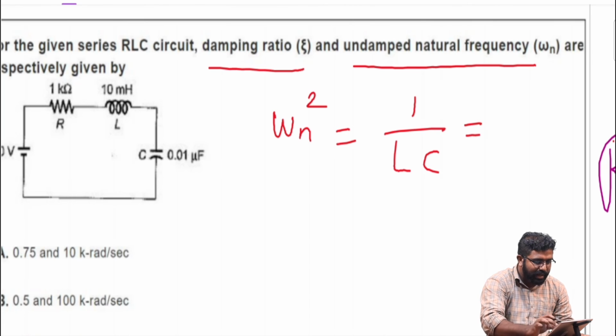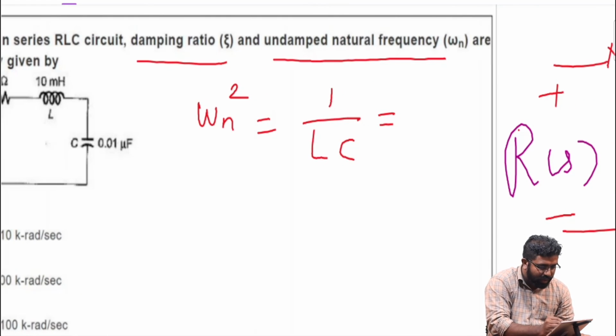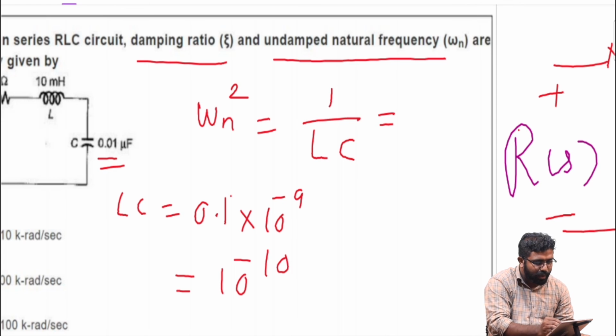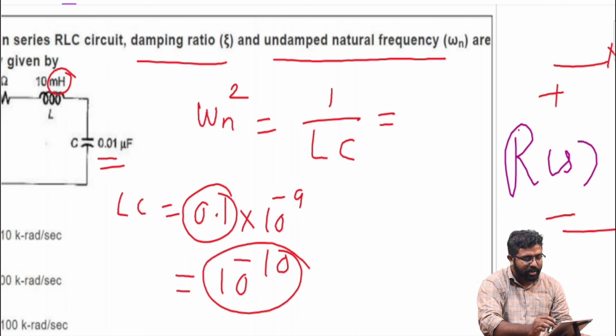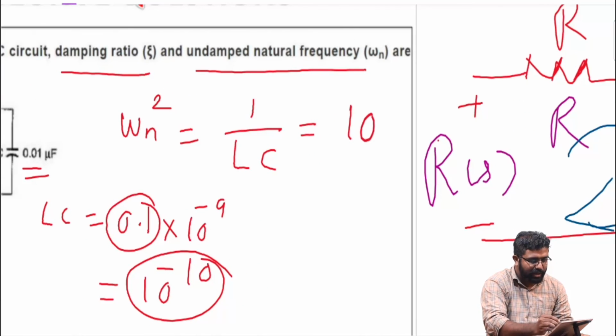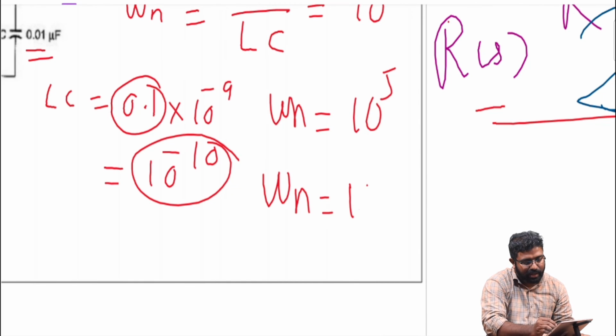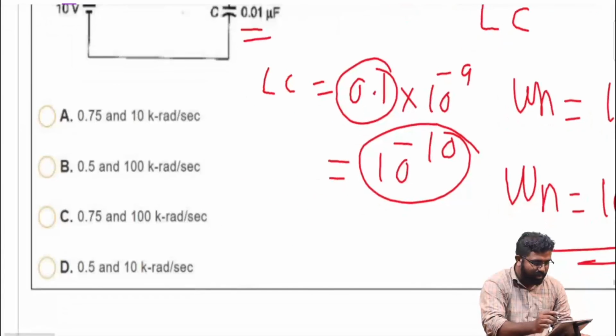If you multiply inductor and capacitance you will get the value of LC, that is 0.1 into 10 raised to minus 9, otherwise it is 10 raised to minus 10. 0.01 times 10 becomes 0.1, then 10 raised to minus 6 into 10 millihenry becomes 10 raised to minus 10 overall. So omega n square is 10 raised to 10 and omega n equals square root, so 10 raised to 5. If you want to express in kilo rad per second, omega n is 100 kilo rad per second. So there are two options with 100 kilo.